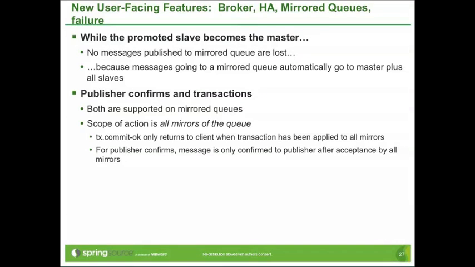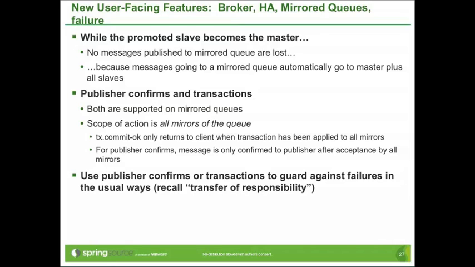Thus, if you're publishing messages into the broker into a mirrored queue, then you want to make sure that they're all safely being taken responsibility for by the broker. Use one of these transfer of responsibility mechanisms on the publisher side, either a publisher confirm or a transaction. And this guards against failures in the usual ways that we talked about earlier.